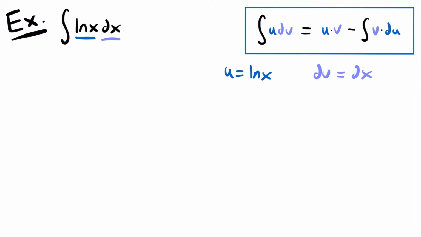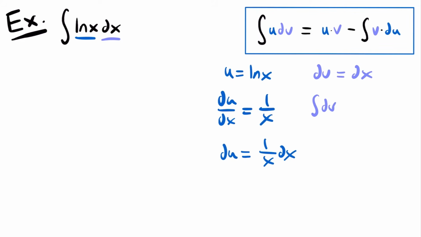And so if we take the derivative of u, du dx will be equal to 1 divided by x, right? 1 divided by x is the derivative of the natural log function. And so multiplying both sides by dx will give us that du is equal to 1 divided by x times dx. Now if we integrate dv, we will also integrate dx, and so we'll have the integral of dv is equal to the integral of dx, and so we will have that v is equal to x, right? We're just integrating 1 essentially, and so the integral of 1 with respect to x is x.